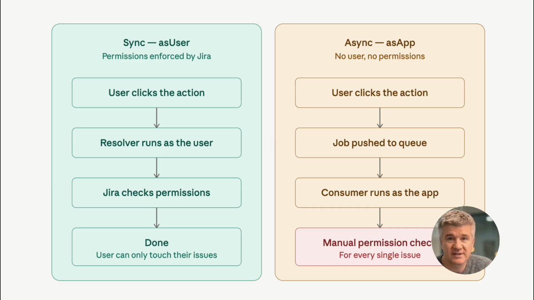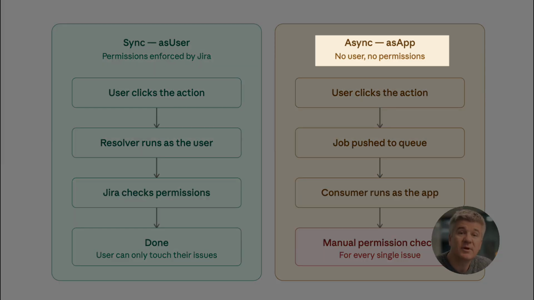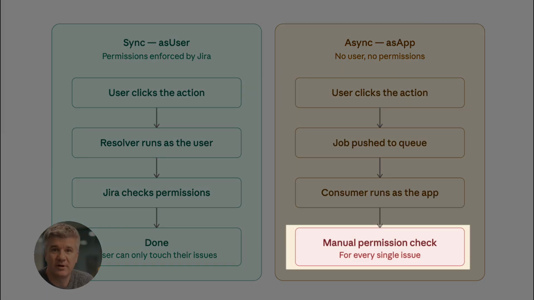First, the consumer runs under asApp, not as user, which means we lose the user's permissions. And the whole reason we fixed asApp in the last video was exactly that. We don't want the app modifying issues the user can't even see. So if we go async, we'd have to add our own permission checks on every single issue, effectively re-implementing what Jira gives us for free with as user.